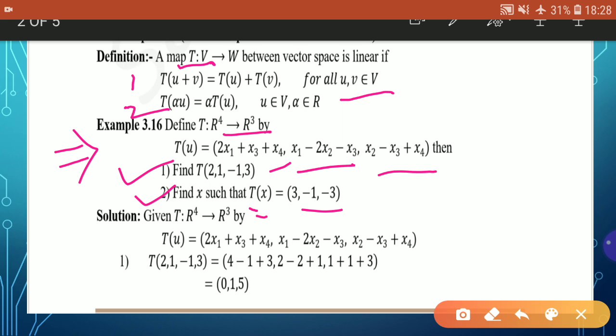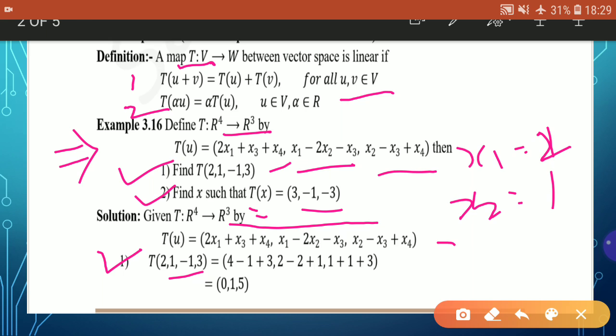For calculating the image of some element, you just need to substitute the given point in that definition. So you put x1 equal to 2, x2 equal to 1, x3 equal to minus 1, and x4 equal to 3. When you put this (2, 1, -1, 3) in the right hand side, you will get the image of that element equal to (0, 1, 5). In that way you can determine the image of any element.